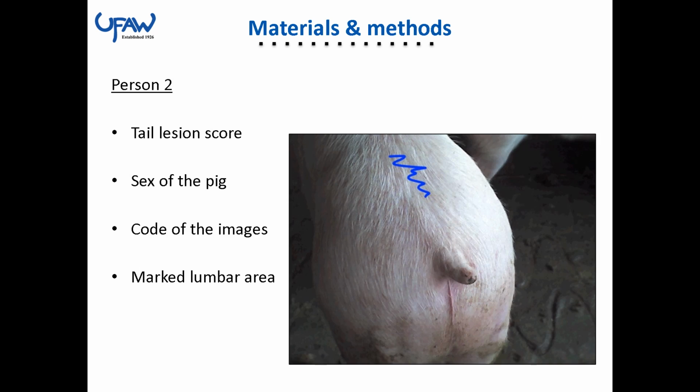The tail lesion score, the sex of the pig, and the number or the code of the image were registered by a second person, who also marked the pigs on the lumbar area using animal marking sticks to track animals already measured for the study, as we can see in the picture.